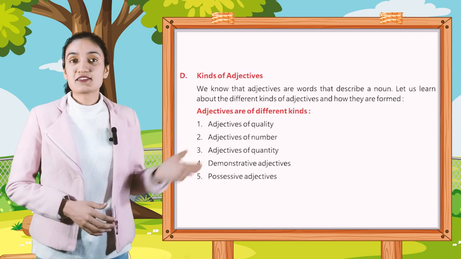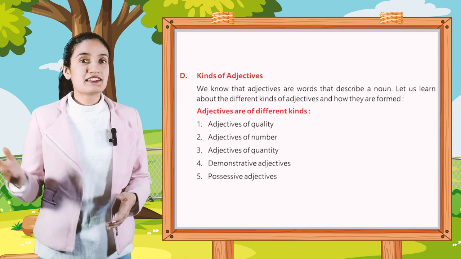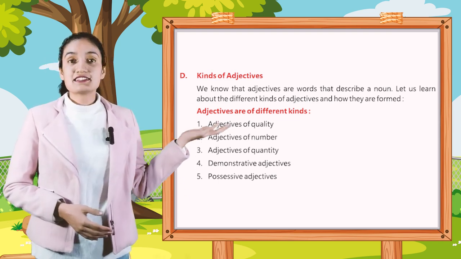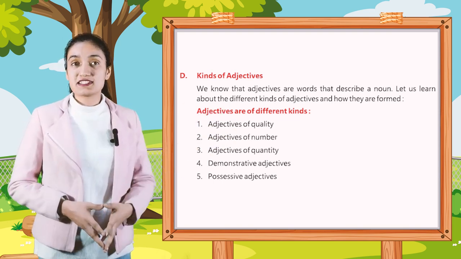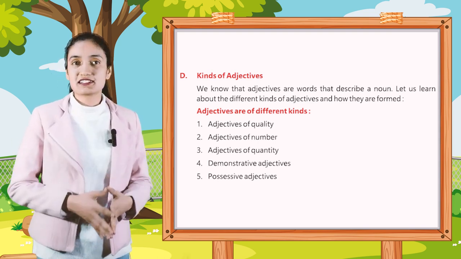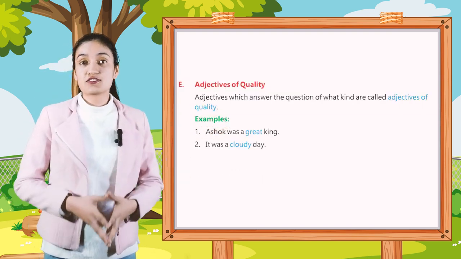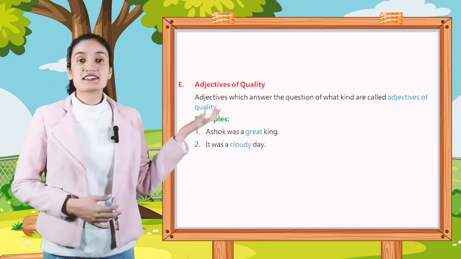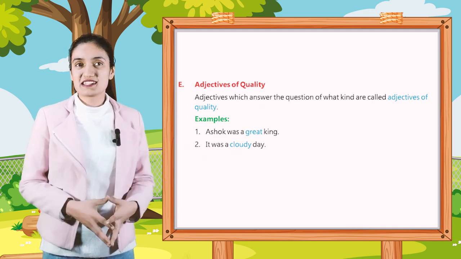Next, kinds of adjectives. We know that adjectives are words that describe a noun. Let us learn about the different kinds of adjectives and how they are formed. Adjectives are of different kinds. First, adjectives of quality, adjectives of number, adjectives of quantity, demonstrative adjectives, possessive adjectives. E. Adjectives which answer the question of what kind are called adjectives of quality. Examples. First, Ashok was a great king. Second, it was a cloudy day.